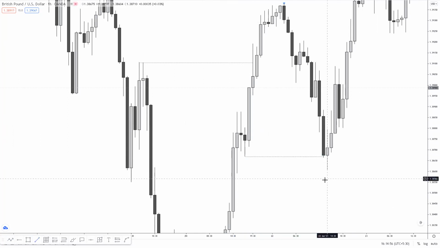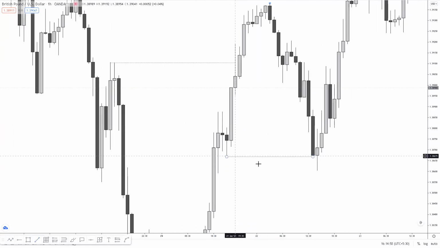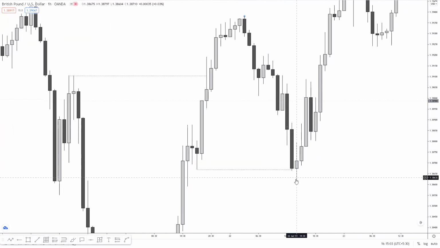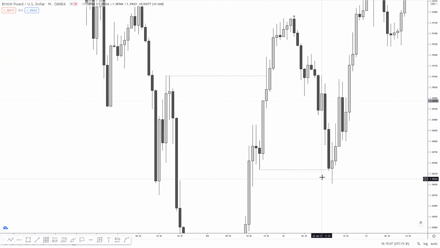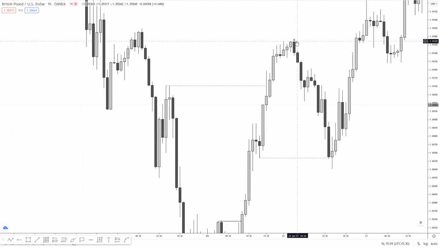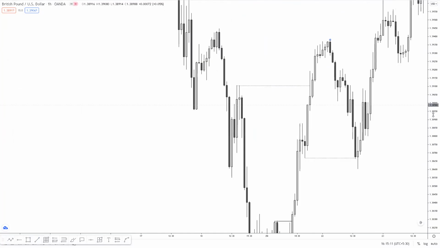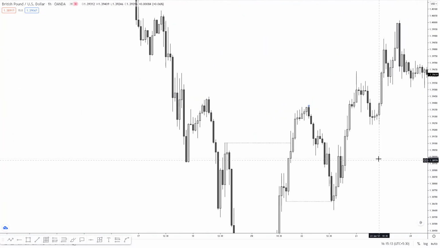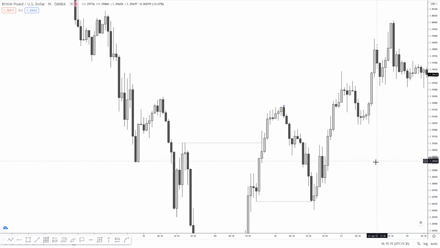So what we should do is always look for a POI underneath it. Or else, if it takes out the trap, you can enter with a break of structure on a 1 minute time frame. And then once again, you can target this high. Okay, and then where will the next pullback come from?